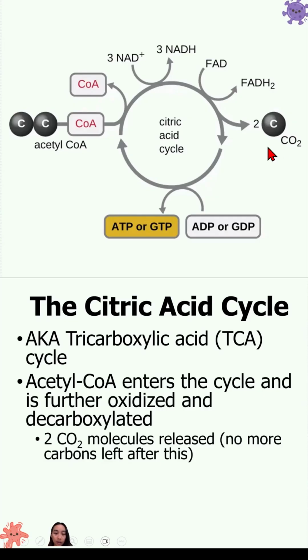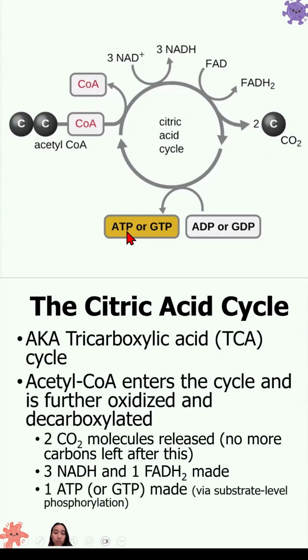There's no more carbons left. So we have basically fully gotten rid of all of the carbons. And then again, during this whole process, we are oxidizing the molecule. So we're going to make 3 NADHs, 1 FADH2, and 1 ATP, or GTP, by the way. So GTP is like the G version of ATP, if we're thinking of the nucleotides. So instead of the A nucleotide, it's a G nucleotide. But same thing, we're going to be making an ATP.